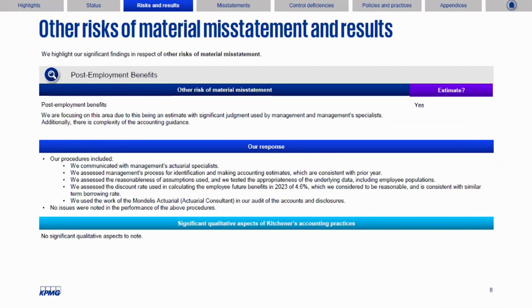Cora? Thanks, Matt. So I'll go over some of the areas of focus that we did in the audit. The first one is post-employment benefits. We focused on this area due to it being an estimate with significant judgment used by staff and their specialists. Our procedures included communicating with staff's actuarial specialists, and we assessed the reasonableness of assumptions used, such as the discount rate, and tested the appropriateness of underlying data, which includes employee populations. Through our audit procedures, we did not identify any errors.